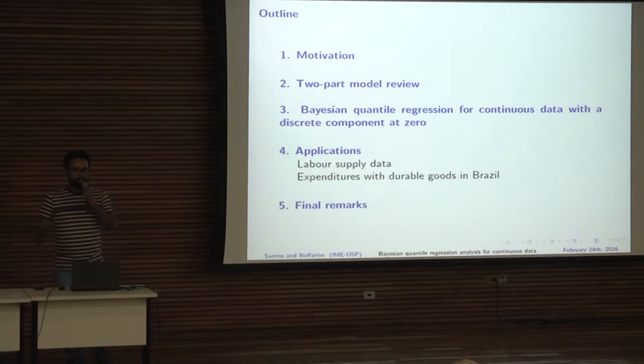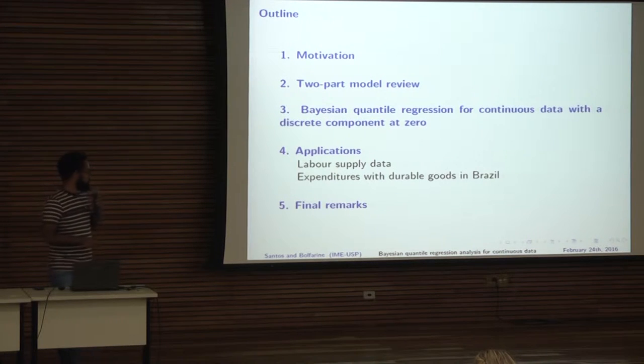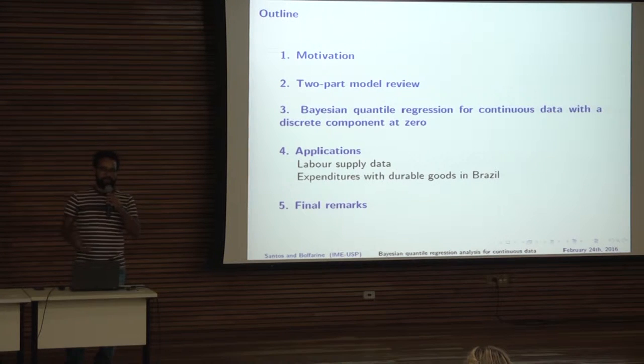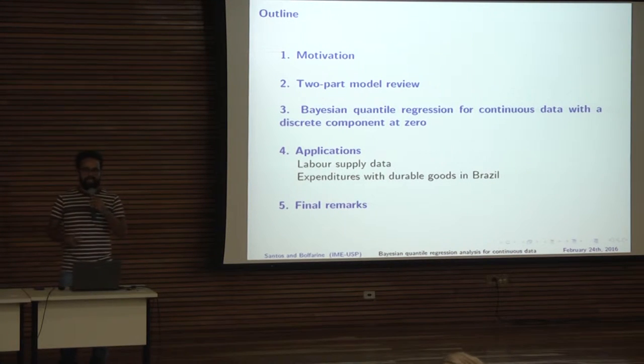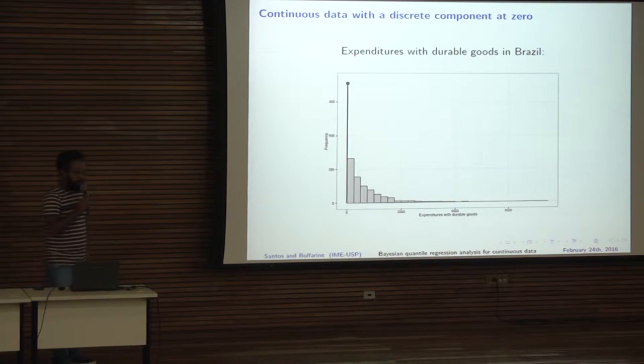So the way my talk is organized, I'm going to start with some motivation about what kind of data I'm interested in. And then I'm going to briefly talk about this two-part model, which is the basis of our model. In the third part of the talk, I'm going to show our contribution, where we try to analyze this discrete component at zero using two assumptions that are usually used in two different models in the econometrics literature. And I'm going to give you two applications of our model with some interesting results and just finish with some remarks.